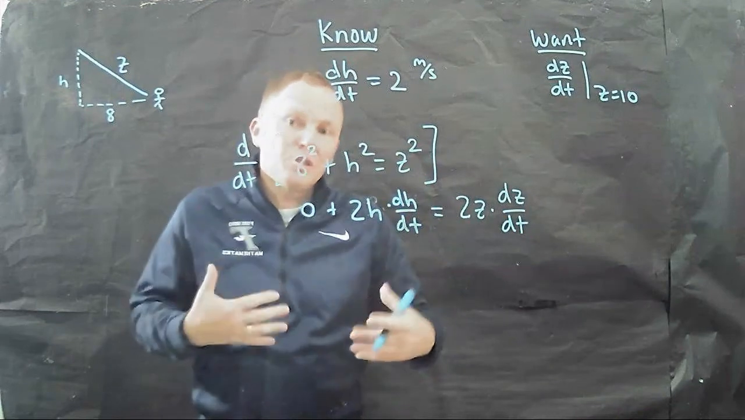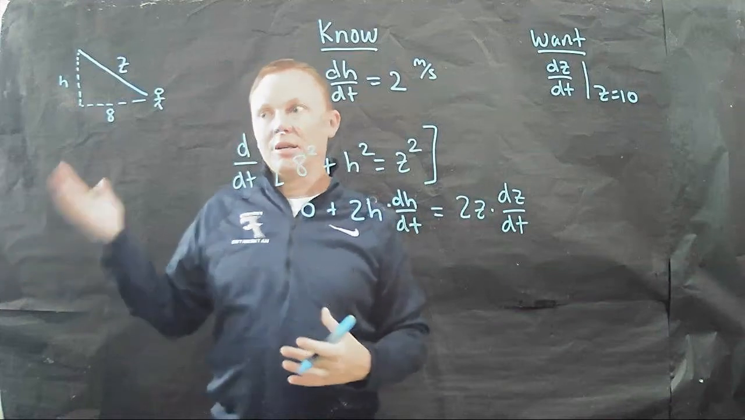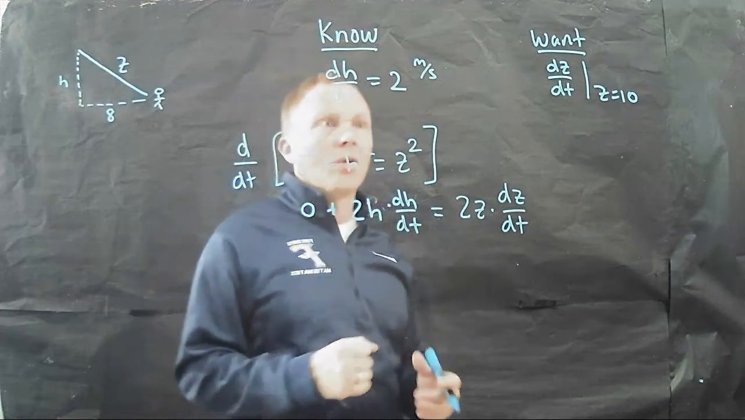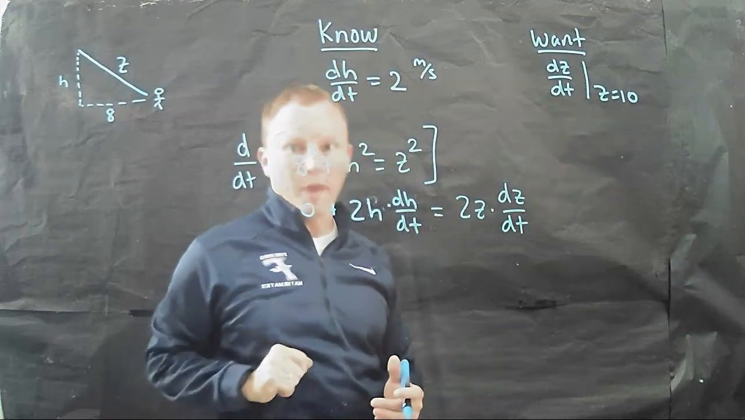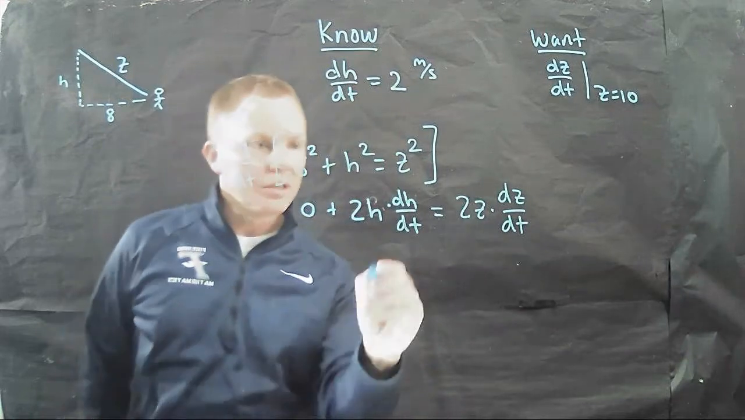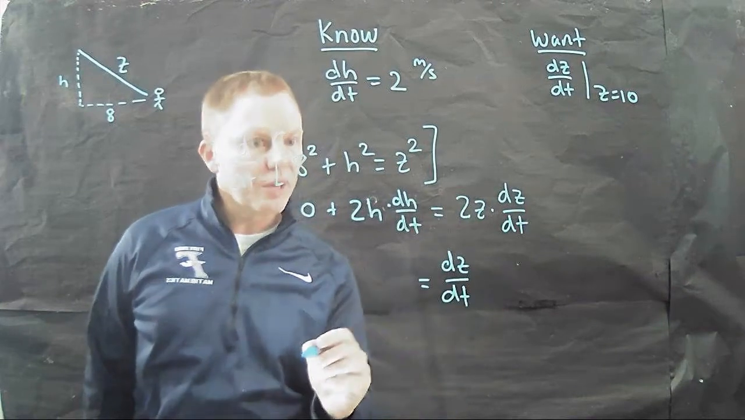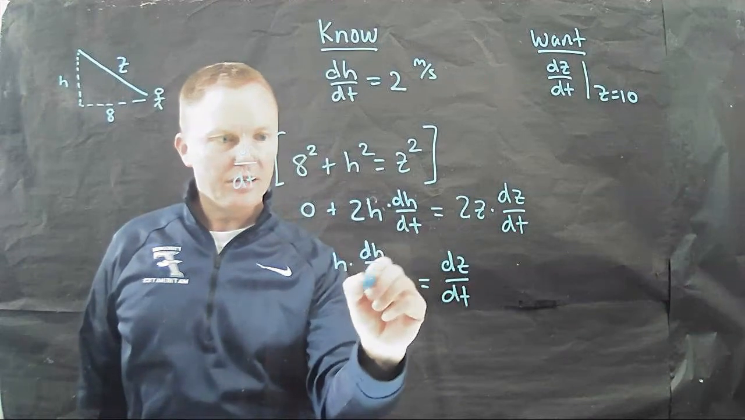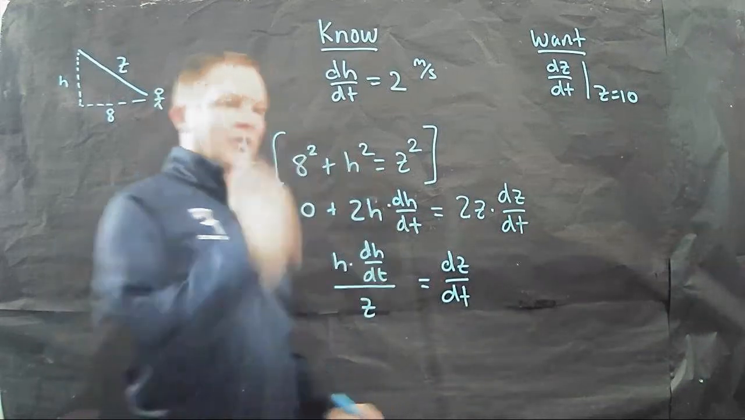Okay, so now we have this relationship that we've differentiated. We either want to substitute and then solve, or solve and then substitute. The last one, I think it was already solved, so I substituted first. So this time I'm going to solve first. So go back to what it is that I want. I want dz dt when z equals 10, correct? So I'm going to solve this equation right here for dz dt. So dz dt is going to equal h times dh dt divided by z. I canceled the 2's there.